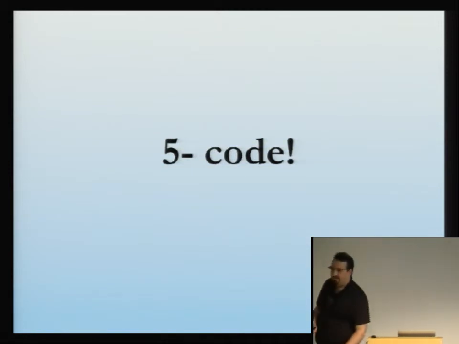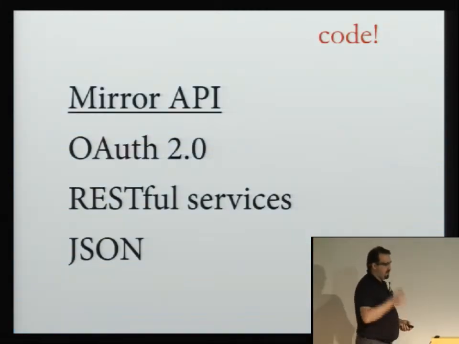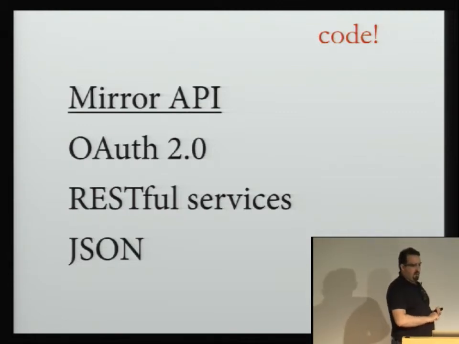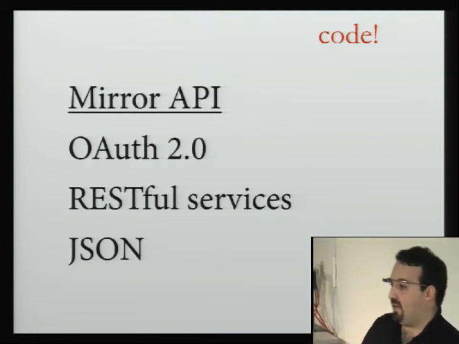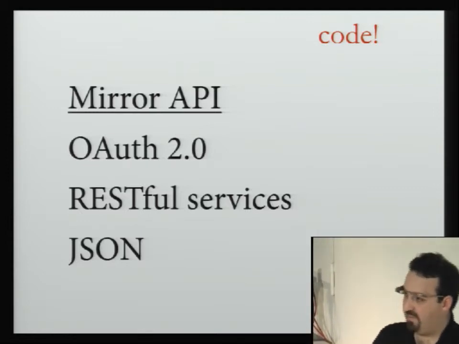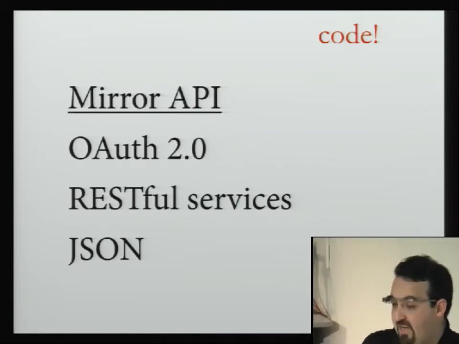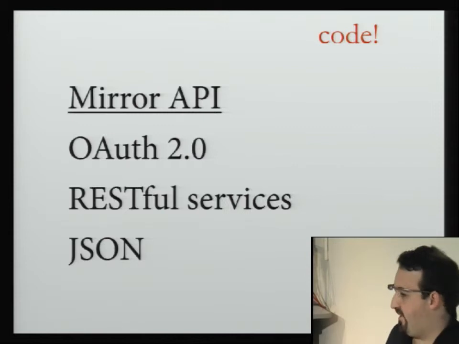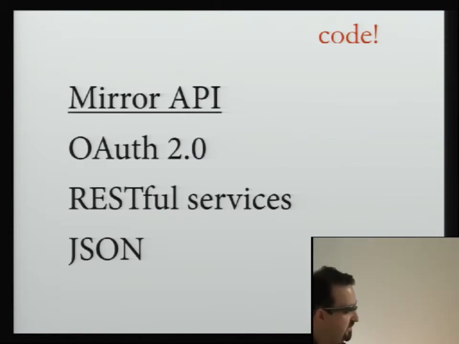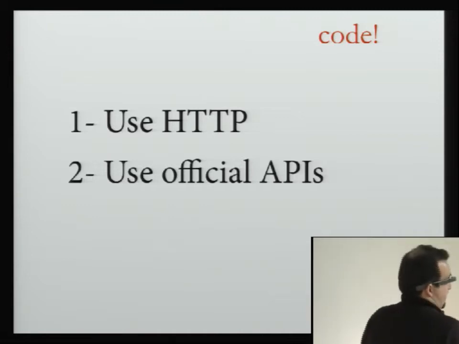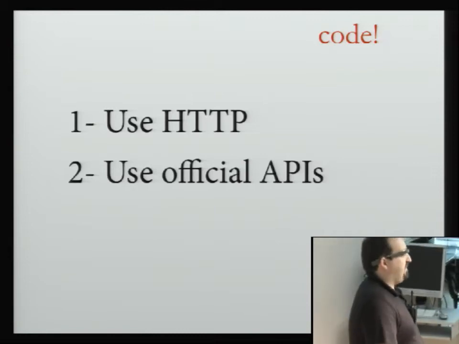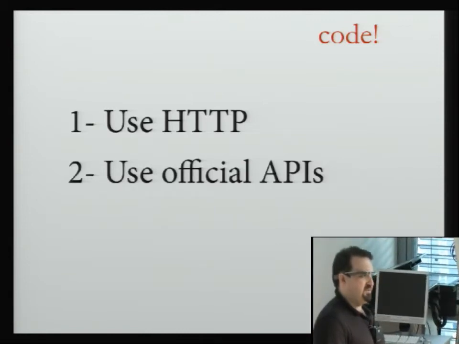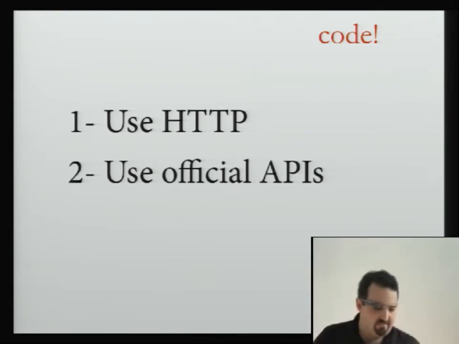So finally, let's see some code. The Mirror API is based on OAuth 2 and RESTful services. That means using plain HTTP requests with all the HTTP verbs, delete, get, post, and JSON. So it's basically standards and open web technology, so it's easy to use. We can use HTTP directly in the language you want, or Google offers APIs in different languages, from Go to PHP, where you can code in an easier way.